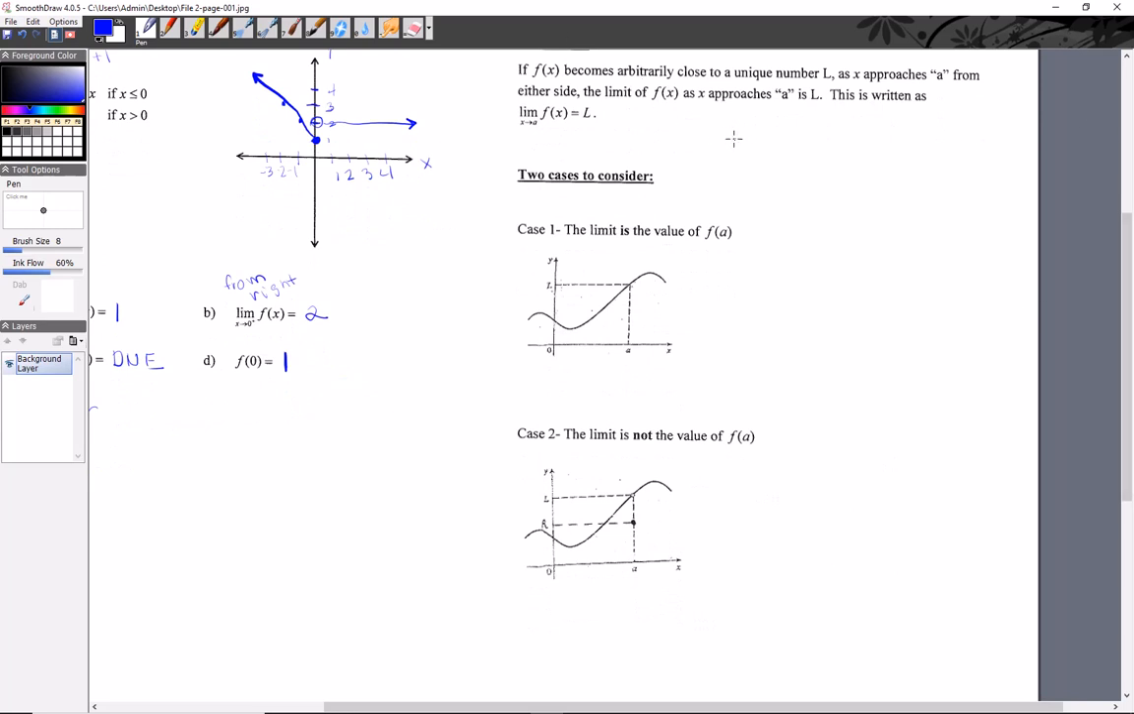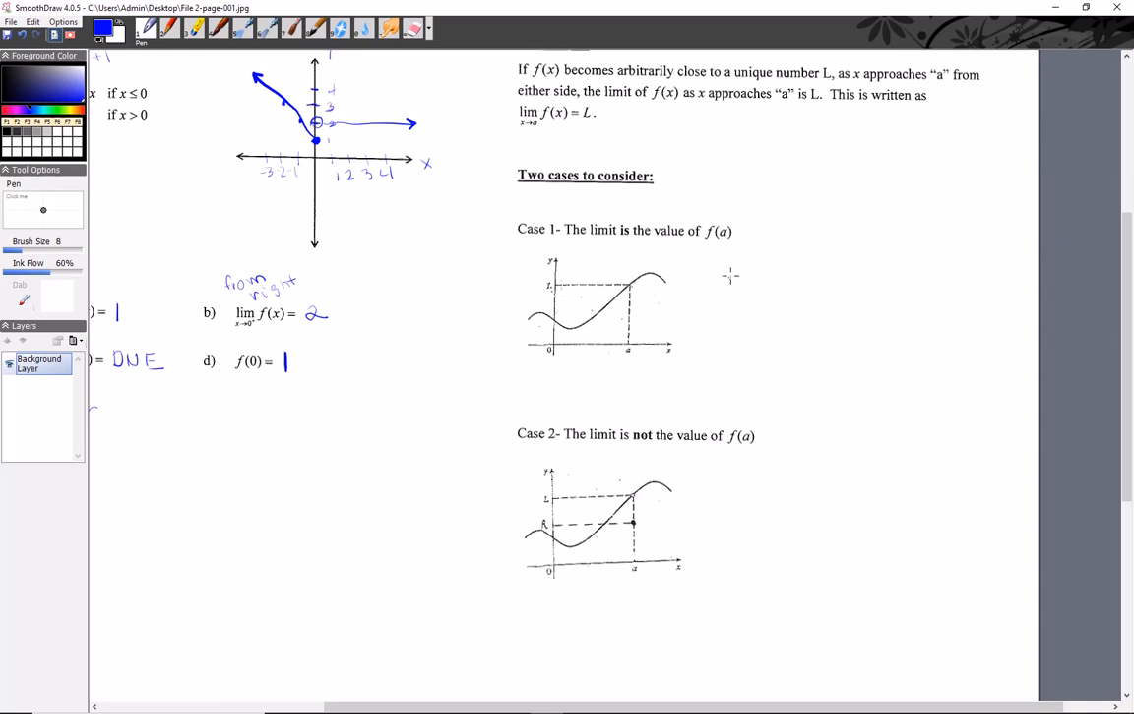So up here, the math language can get a little confusing, but if f of x becomes arbitrarily close to a unique number L as x approaches a from either side, then the limit of f of x as x approaches a is L. All right, this is written as the limit of f of x as x approaches a equals L. And you can see that in this particular drawing right here.